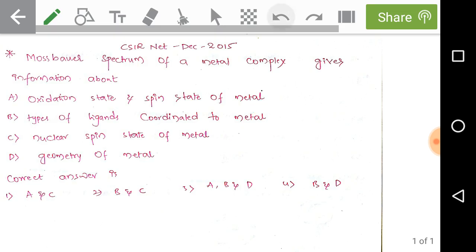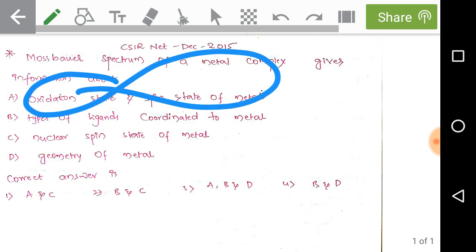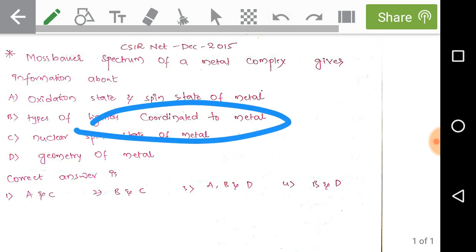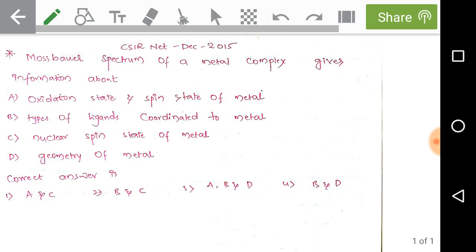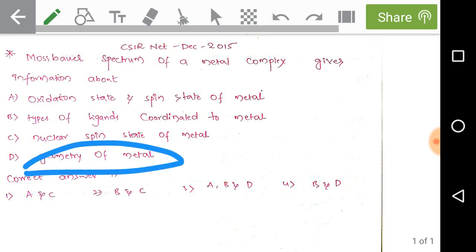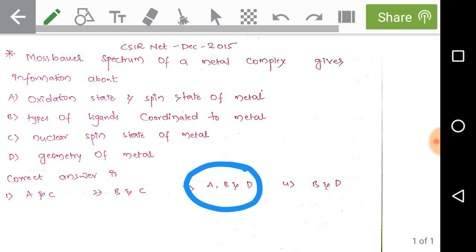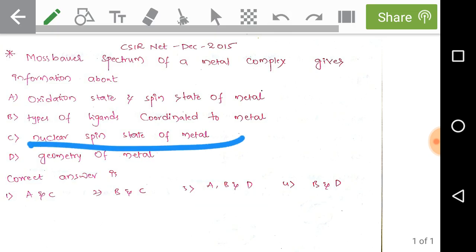So that's why that information gives total oxidation state, spin state of metal, and type of ligand coordinated to metal, and it also gives the information about geometry of metal. That's why here our option 3 is the correct answer. Right, so here it doesn't give the information about nuclear spin of metal.